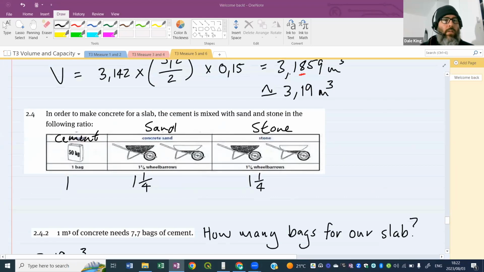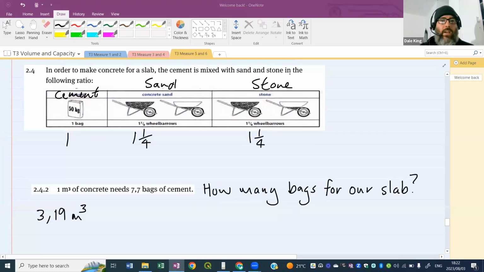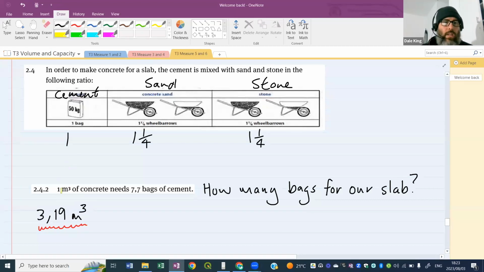2.4. So there's the diagram. All I've done is bring in the volume of concrete that we need for this slab, and they tell us that for 1 cubic meter of concrete, you require 7.7 bags of cement. If 1 cubic meter needs 7.7 bags, and our concrete is 3.19 cubic meters, how many bags for our slab? Okay, let's see.